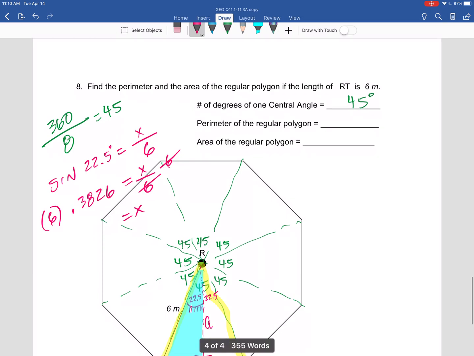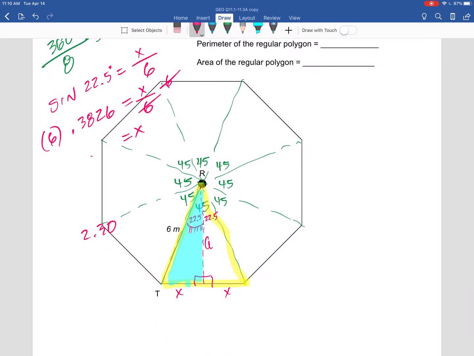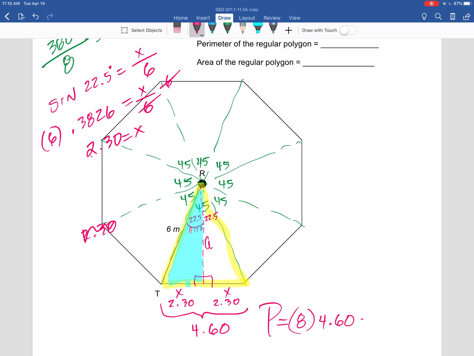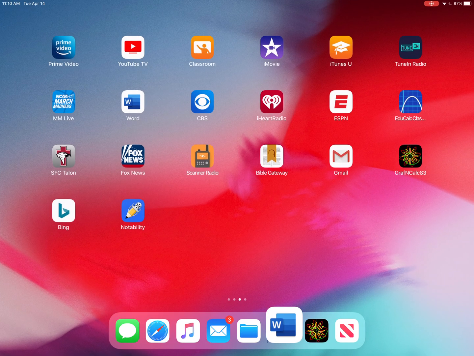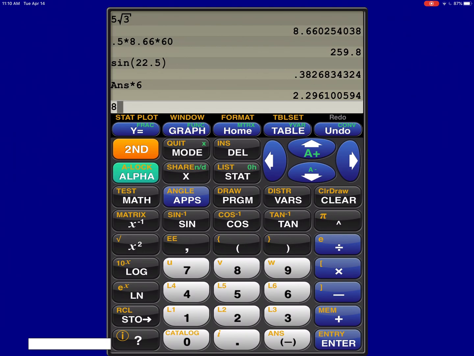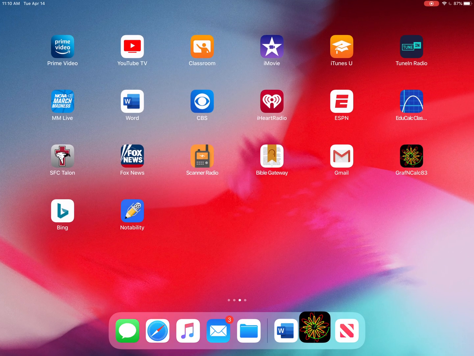Now, look at our X right here, 2.30. This is 2.30. This is 2.30. We want the whole side. The whole side's going to be 4.60. Let's get the perimeter. There are 8 sides on an octagon. Each side on this one is 4.60. So let's go ahead and do that. 8 times 4.60. Nice. 36.8.